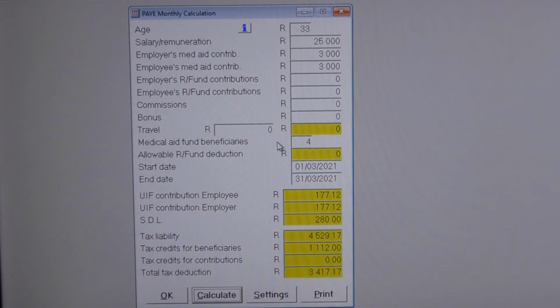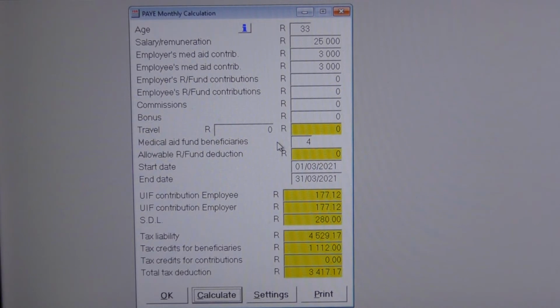If we then say that the employer and the employee each contribute 3,000 Rand a month to the employee's medical aid fund, and the employee has 4 beneficiaries, employee, spouse and 2 children, then what happens is that the 3,000 Rand employer's contribution is treated as a fringe benefit and is taxable in the hands of the employee. The employee's contributions are not taxable. The employee is thus taxed on 25,000 Rand salary plus the 3,000 Rand fringe benefit.